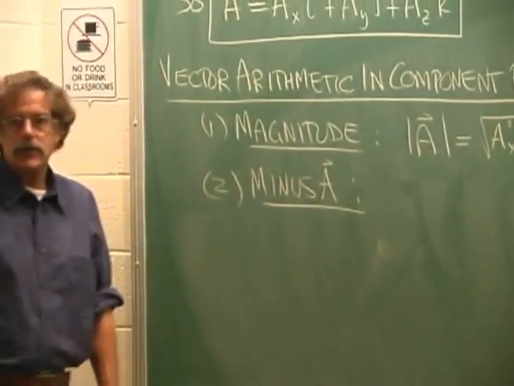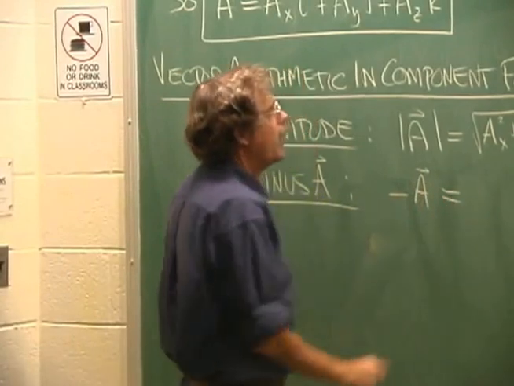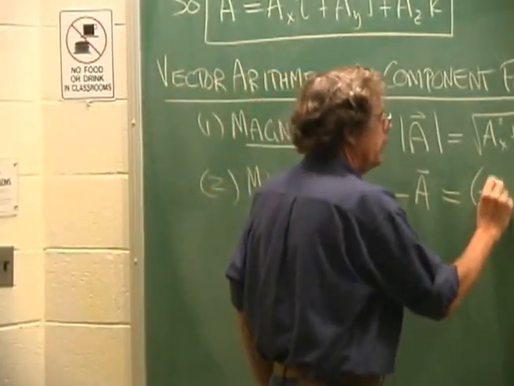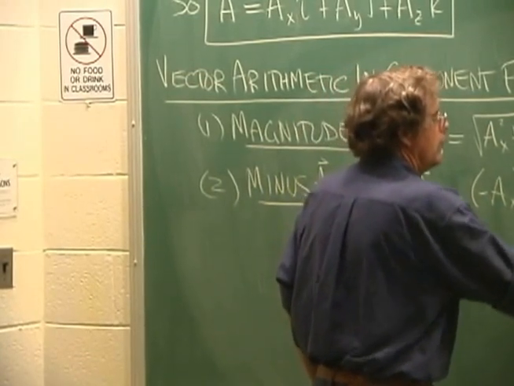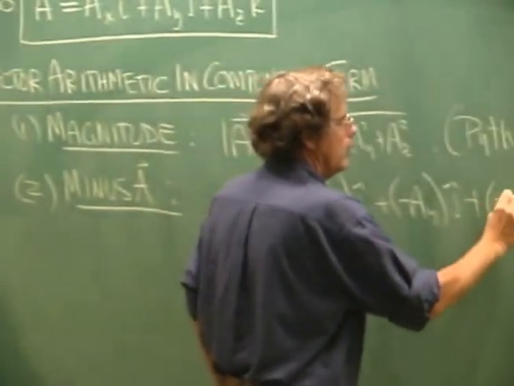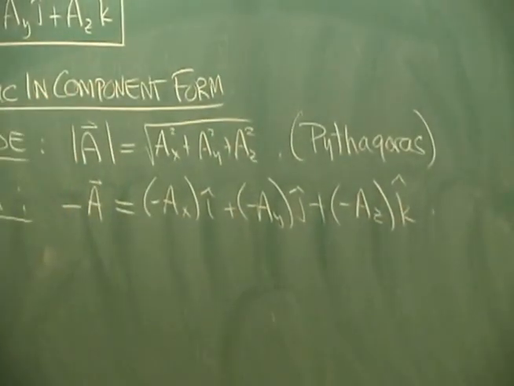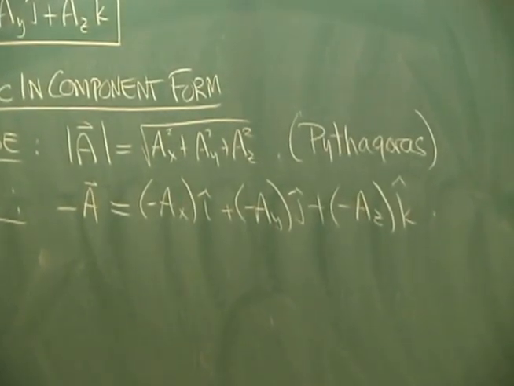Second, minus a. In terms of components, what does that do? It just switches the sign of each component. That's pretty clear. Instead of going in the positive direction, you go in the negative direction.